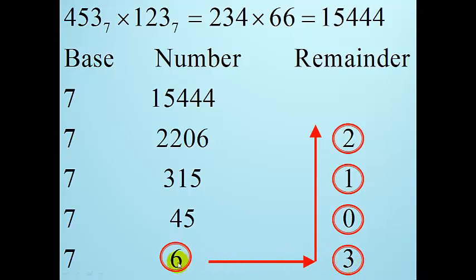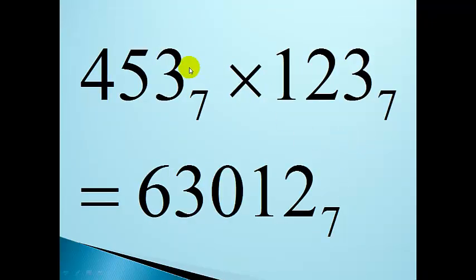Now because 6 is less than the base, we stop here and write the numbers as shown by means of the arrow. So we have 6, 3, 0, 1, 2. So 453 base 7 times 123 base 7 is equal to 63012 base 7.